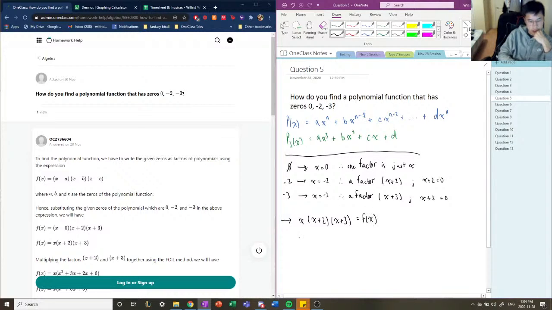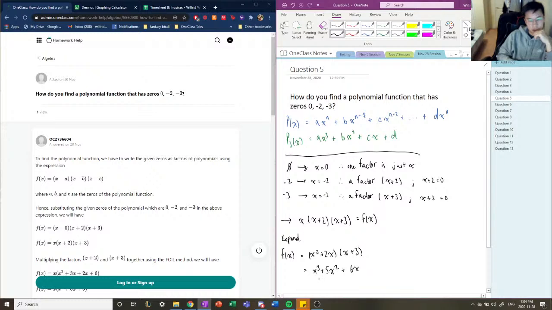So let's expand this now, okay? If we expand, we get f of x equals x squared plus 2x times x plus 3. And this gives us x cubed plus 5x squared plus 6x. Okay? So we use our FOIL method here, first, outside, inside, last, to expand this, and this is our given polynomial.